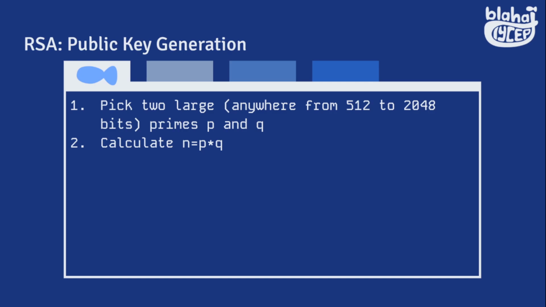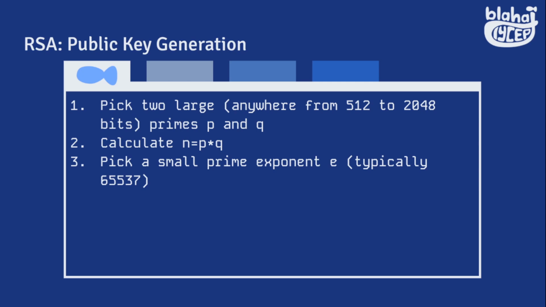Once we have n, we will pick a small exponent e, and in RSA it is usually 65,537, but 3 and 17 are also used quite a bit, although they do have some drawbacks, which we'll get into later. Once we have done that, we have our public key, which is n as well as e. These two integers are all you need to encrypt, which is what we'll be going through now.